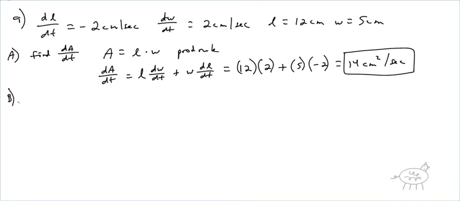Part B, it says find dP dt. So I'm looking for the change in perimeter.